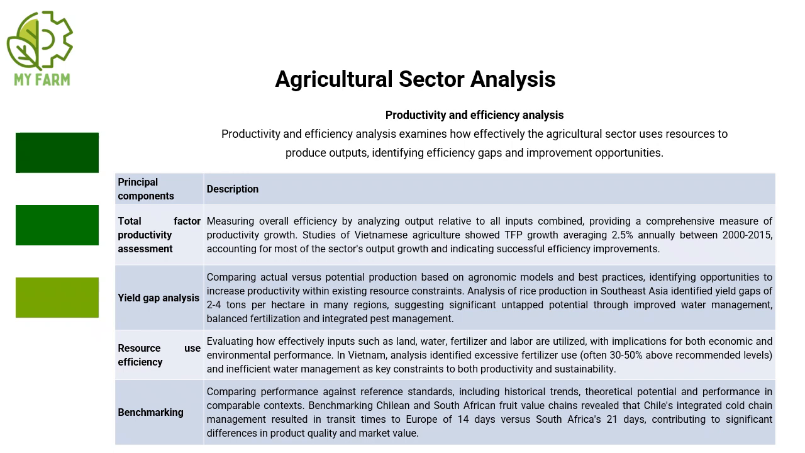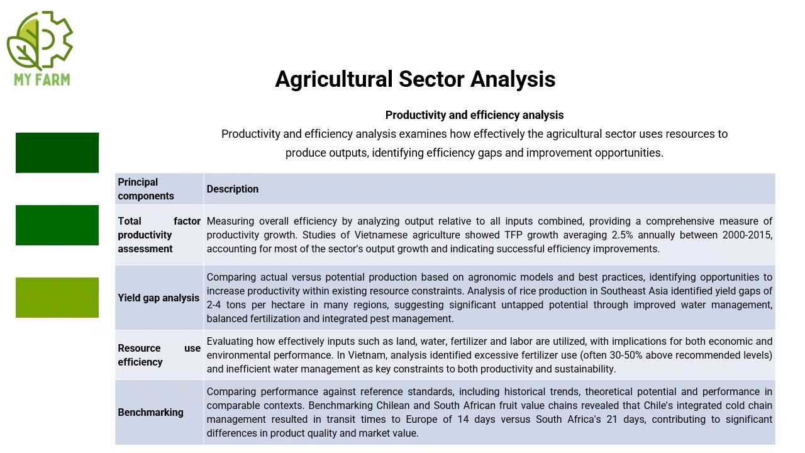Yield gap analysis compares actual versus potential production based on agronomic models and best practices. Southeast Asian rice analysis identified yield gaps of 2 to 4 tons per hectare in many regions, suggesting significant untapped potential through improved practices. Resource use efficiency evaluates how effectively inputs like land, water, fertilizer, and labor are utilized.